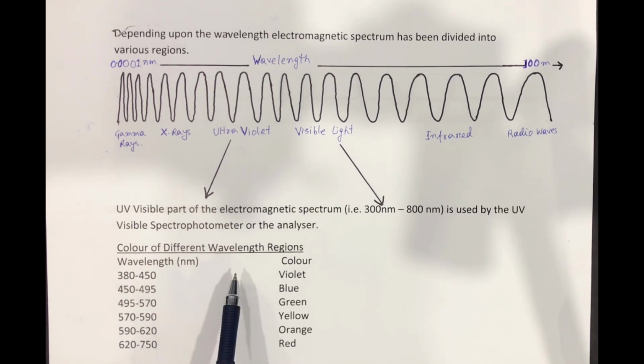Color of different wavelength regions: 380 to 450 violet, 450 to 495 blue, 495 to 570 green, 570 to 590 yellow, 590 to 620 orange, 620 to 750 red.